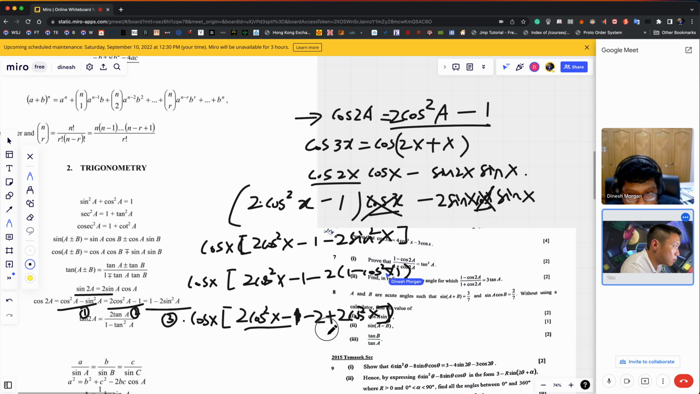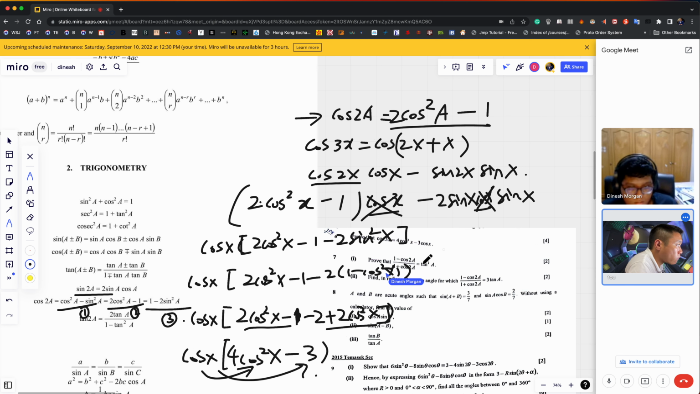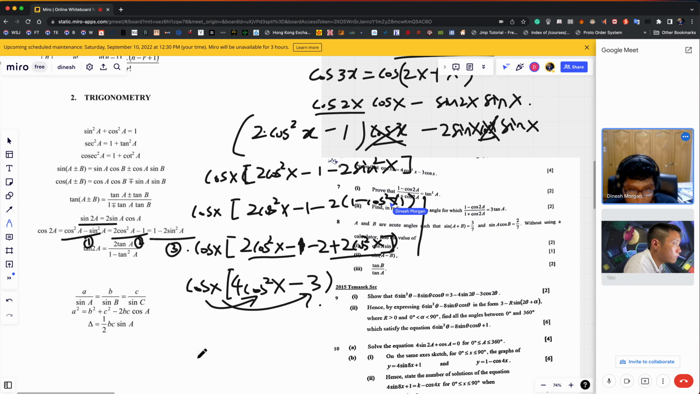So this one plus is 4 cosine square x, minus 1 minus 3. Yeah, you open it up, then you get the right hand side, which is 4 cosine cube x minus 3 cosine x. Yep, done. Proof.